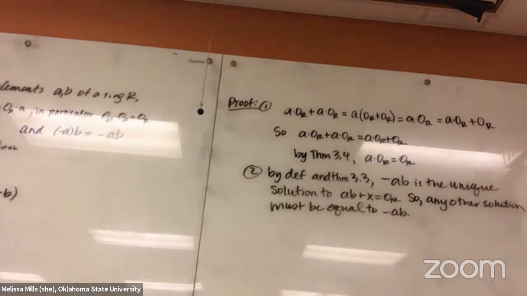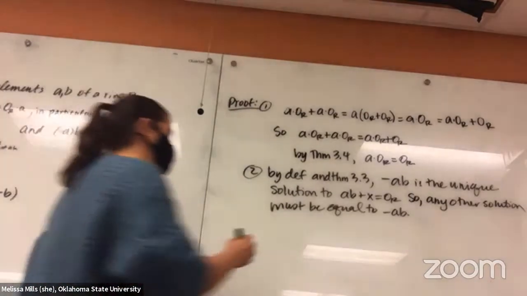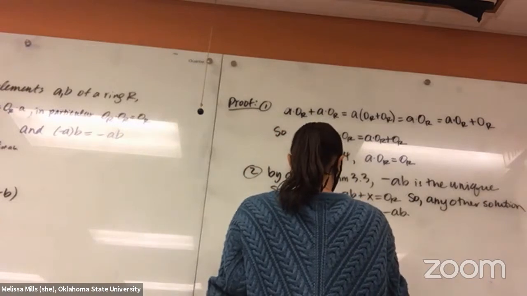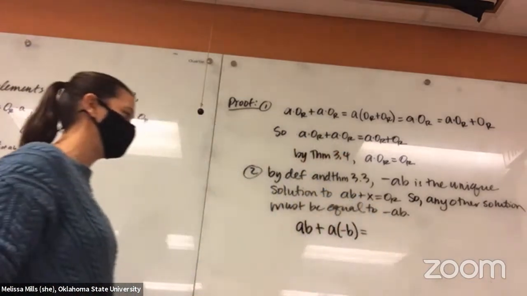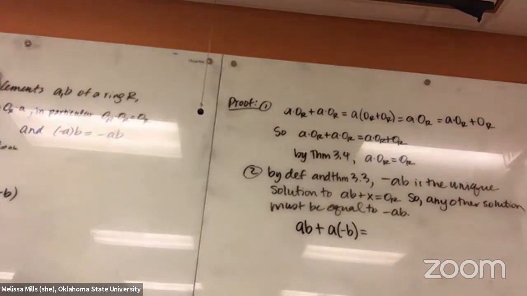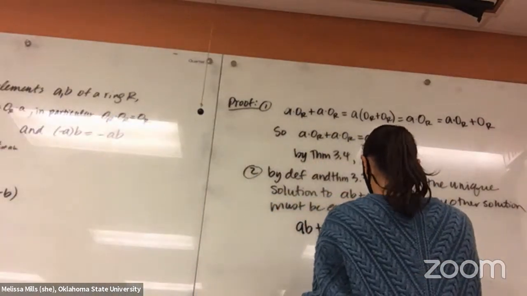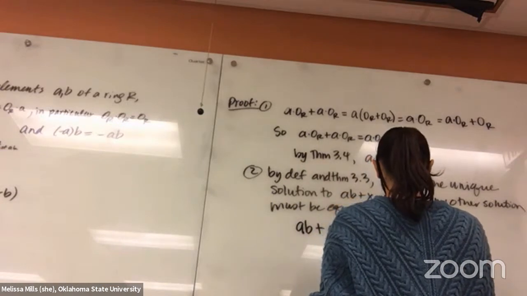So what do I need to show? I need to show that this thing is a solution to that equation, and then I'll get that this thing equals minus AB. Okay. So let's plug that thing in for X and see if we can get 0R out of it. Okay, so I'll have AB plus that thing, A times minus B. And then I'm going to use my properties to get what I need to get. So what's your gut say? Undistribute, yeah. Distributive property backwards. So I'm going to get A times B plus negative B.